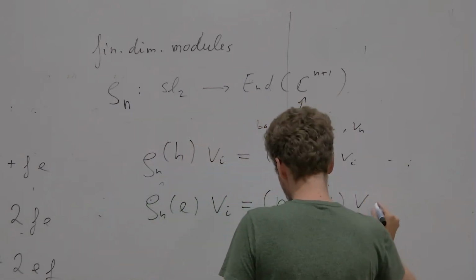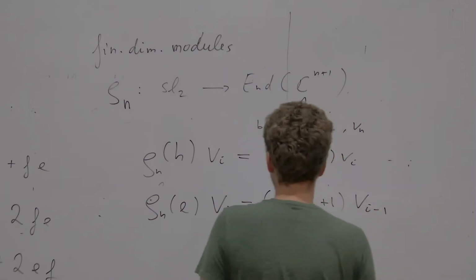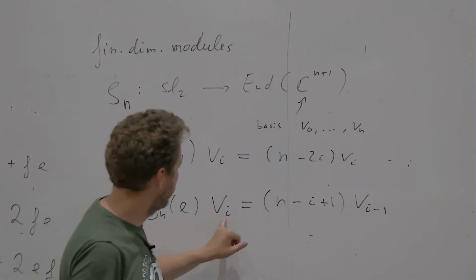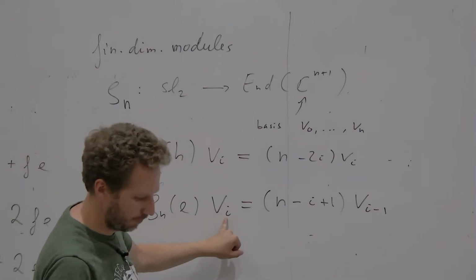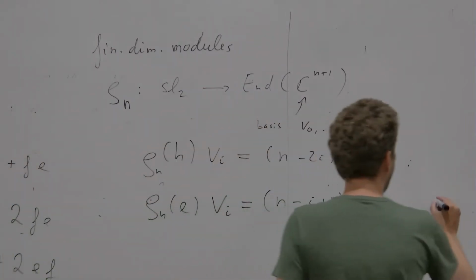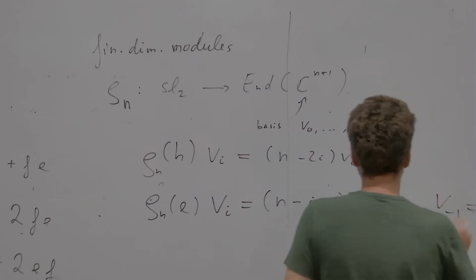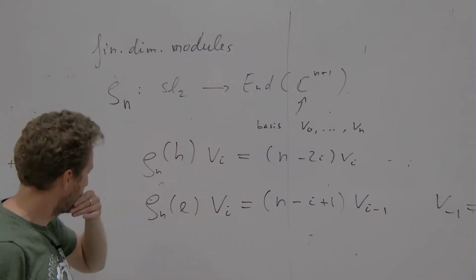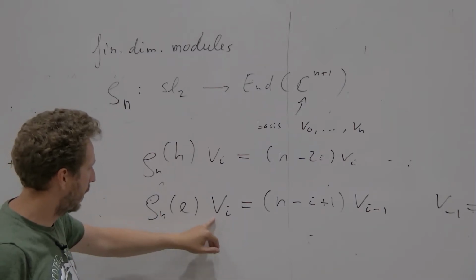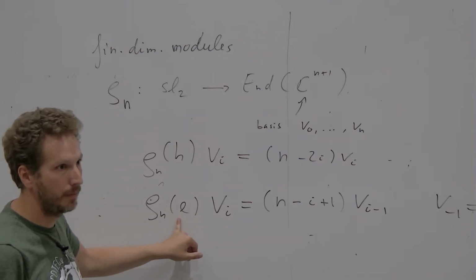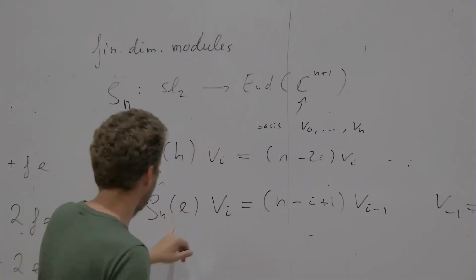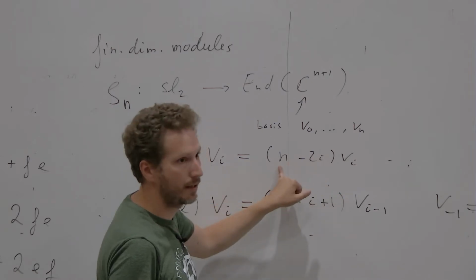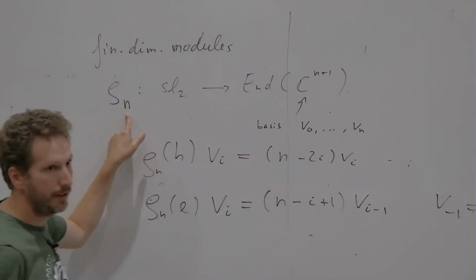The E decreases the index by 1. And now I also have to tell you what happens if I take I to be 0. Well, I just define V negative 1 to be 0. So this means the vector V0 is a highest weight vector. It is annihilated by E, right? And it has highest weight n minus 0. It has highest weight n. So that's the label here.